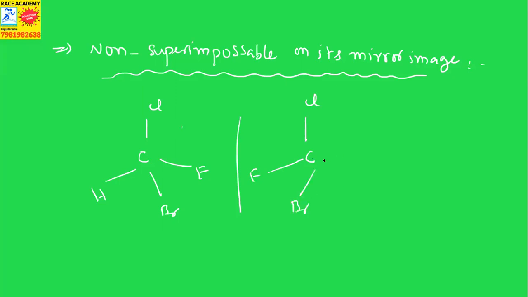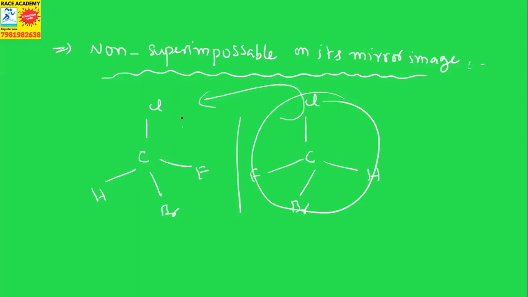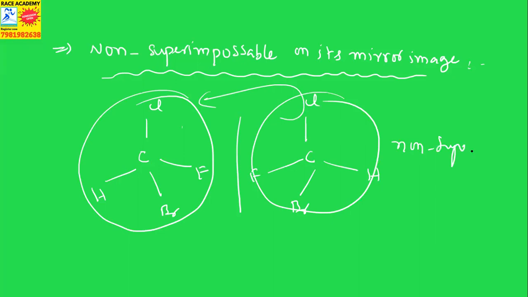Here, the image will come like this. This is a non-superimposable mirror image. That means if you directly take it and put it on this one, it is not going to be superimposable. So that's why they are called non-superimposable mirror images.